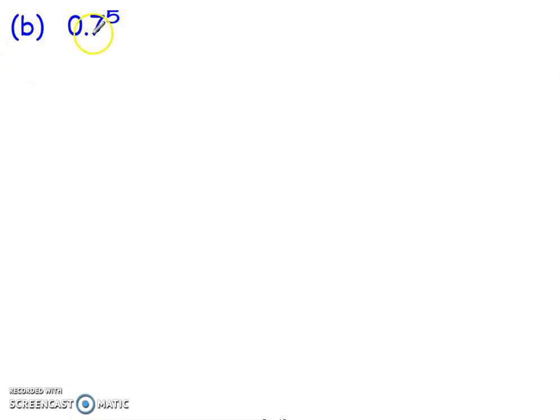Second question was 0.7 to the power of 5. Again, I want it written in the format x plus y to the power of n. Now I want to start with x being equal to 1. So if I want to go from 1 to 0.7, I've got to do 1, take away 0.3, then all to the power of 5.